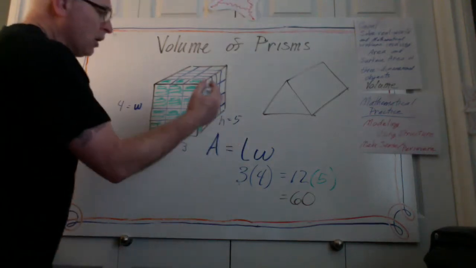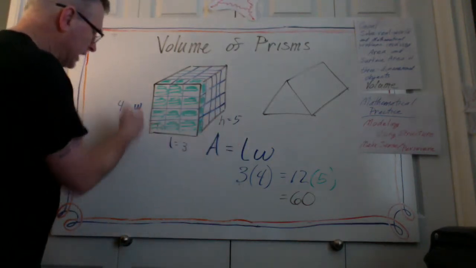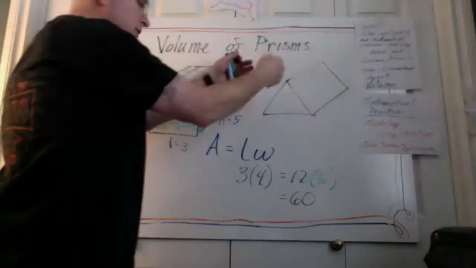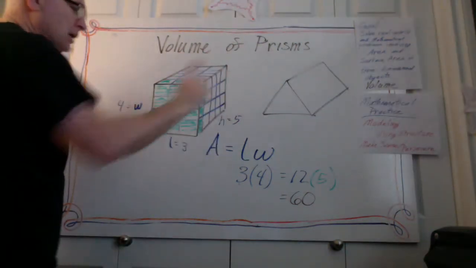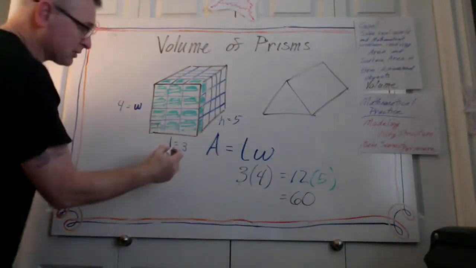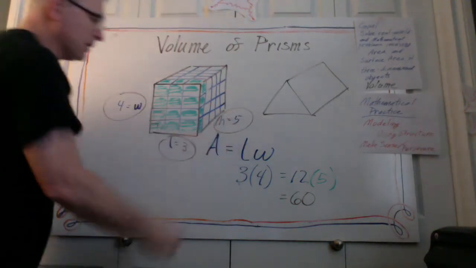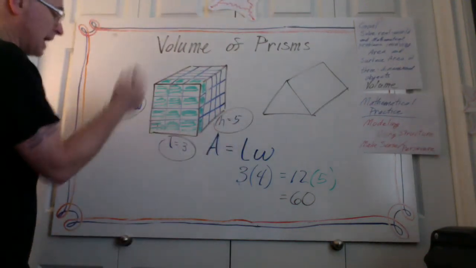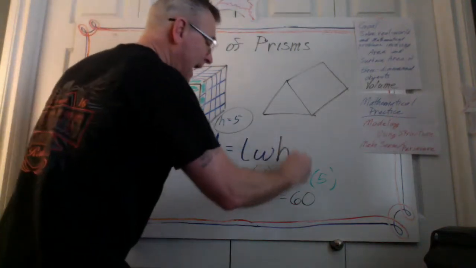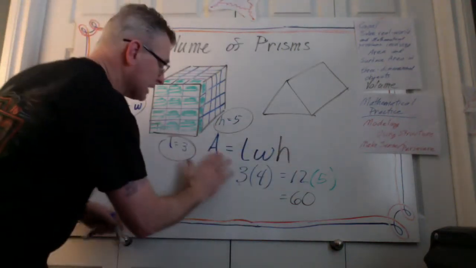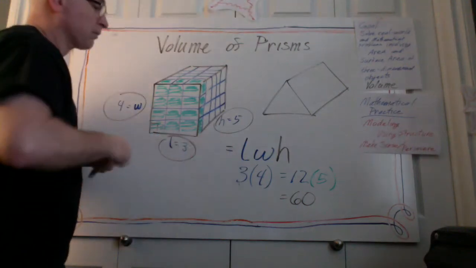So what I've done here is I had a group of 3 and I multiplied it by 4, because it was 4 tall. And then I took that idea, 12, and I pushed it back. So 60 is 3 times 4 times 5. So what I had was a length times the width times the height, and length times width times height is volume.